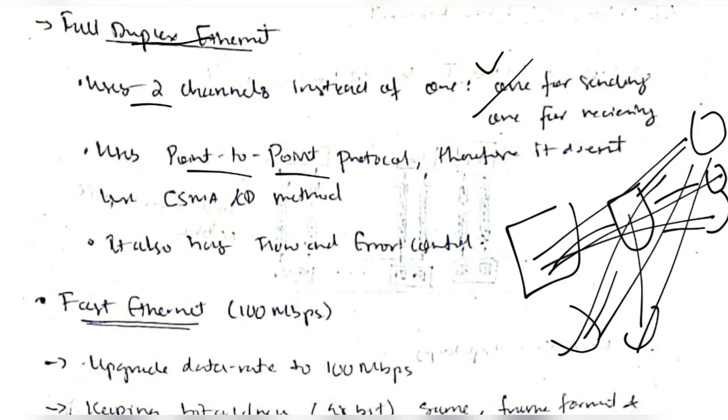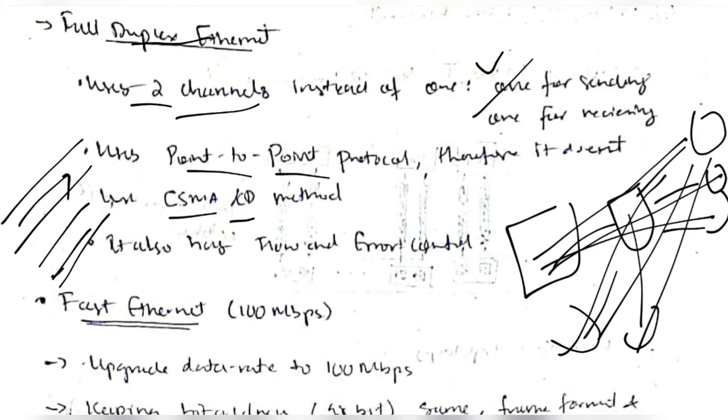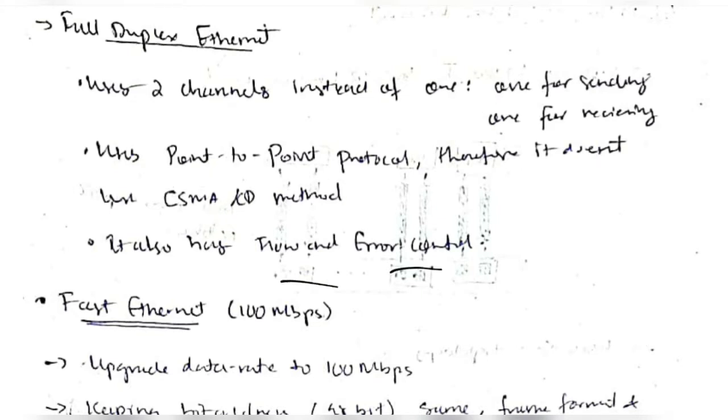That's the full duplex. And there is no need to use CSMA/CD, because since we are using two channels, one for sending and one for receiving, there is no point of collision here. So there is no need to use the CSMA/CD method. Also it has flow and error control, okay, which means full duplex will be more secure. So this was about the standard Ethernet.